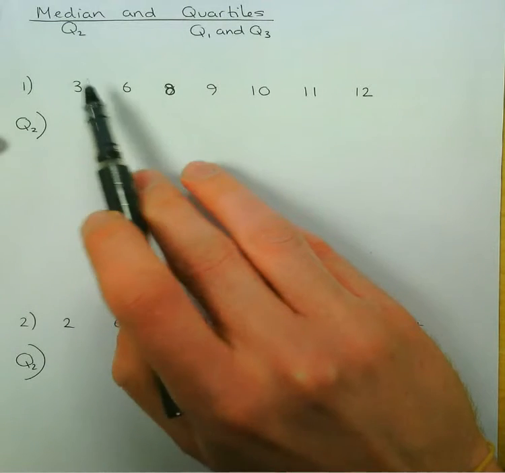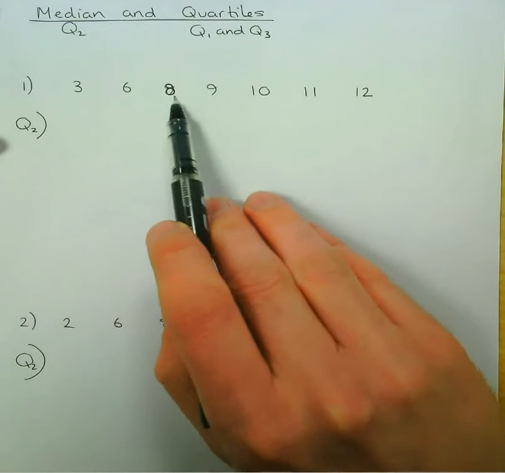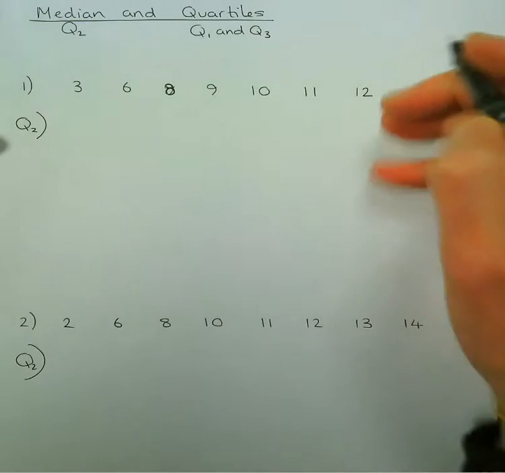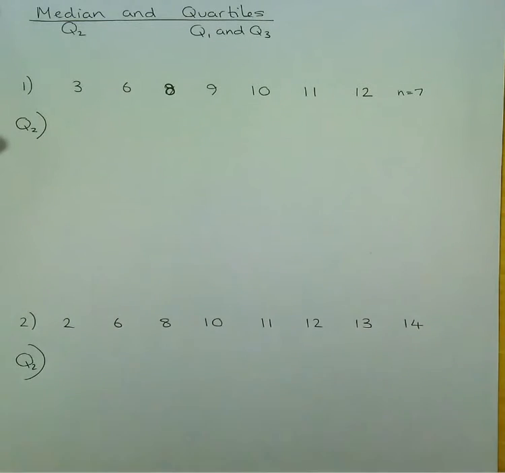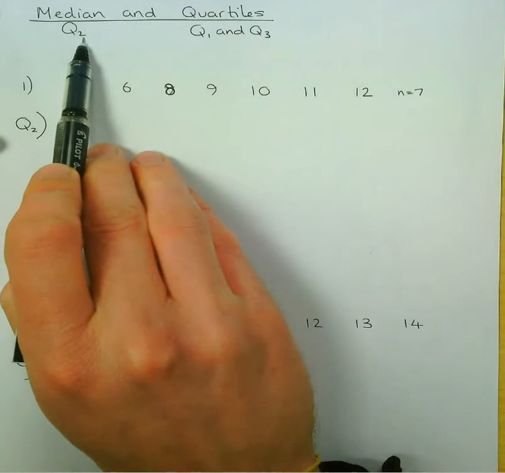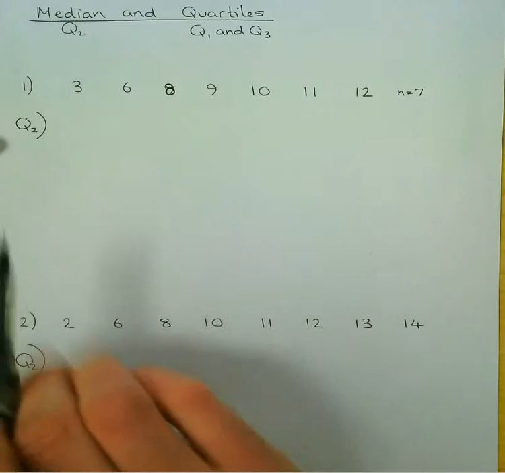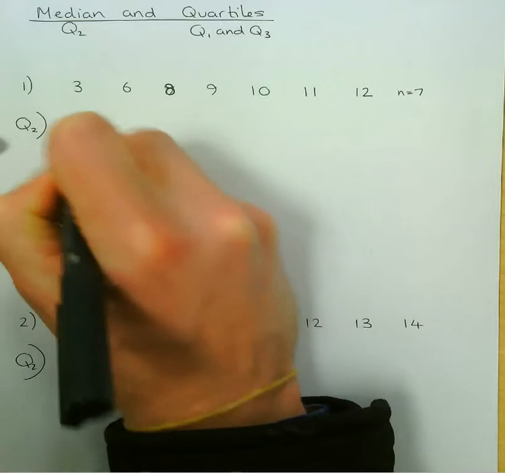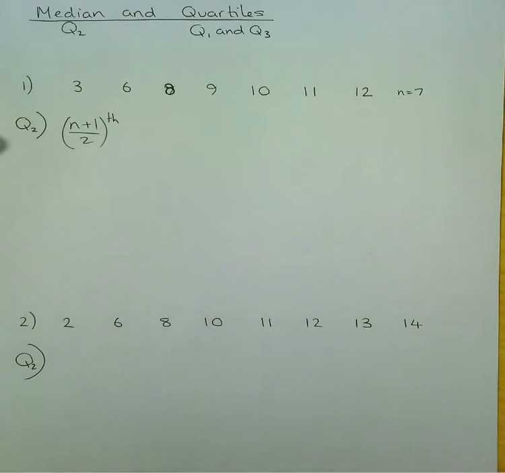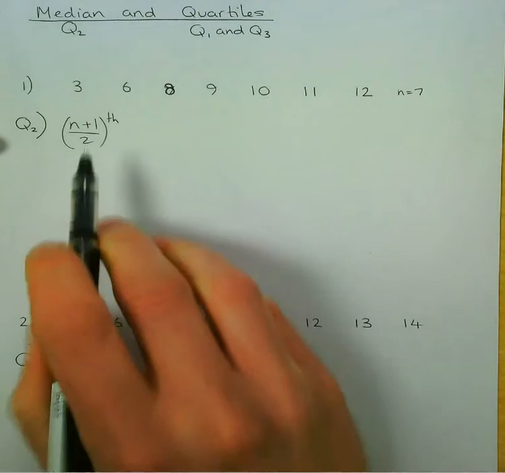So we've got a list of numbers. Let's just work out how many numbers we've got here. So 4, 5, 6, 7. So I'm going to write here n is 7. Now we're going to be asked to find the median, which we shorten to quartile 2. Now you should remember that to find the median we use (n plus 1) over 2, and that's going to give us the number that we want.